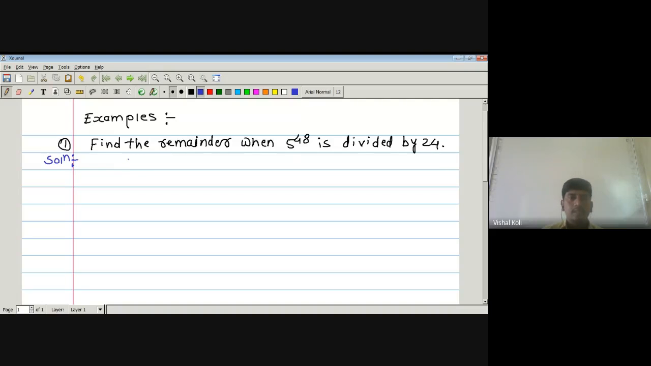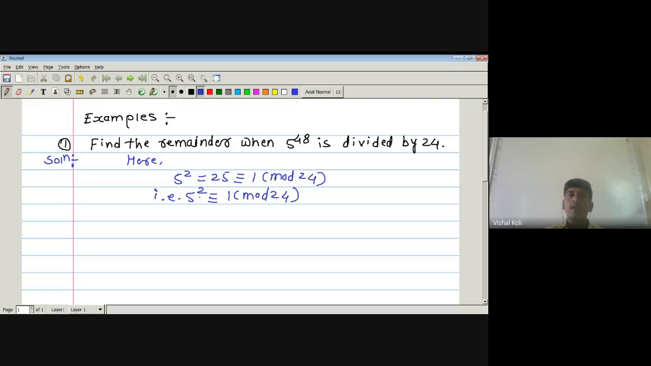So here 5 squared is equal to 25, which is congruent to 1 modulo 24, since when we divide 5 squared by 24, the remainder is 1. That is, 5 squared is congruent to 1 modulo 24.